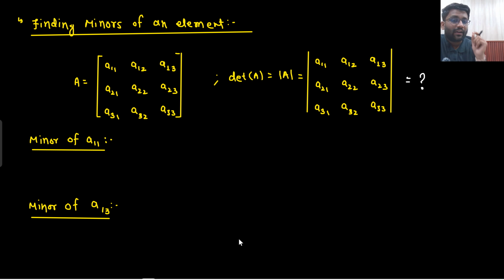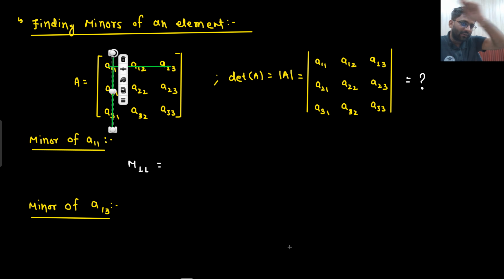So minors are found with respect to a particular element. The question could be: find out the minor of A11, find out the minor of A22, find out the minor of A33, find out the minor of A13, find out the minor of A21. So how will you find out the minor? What they are asking you is to find out the minor of A11. So I will represent that with M11. Now what I will do? With respect to A11, whatever rows and columns are there, I will block those rows and columns.